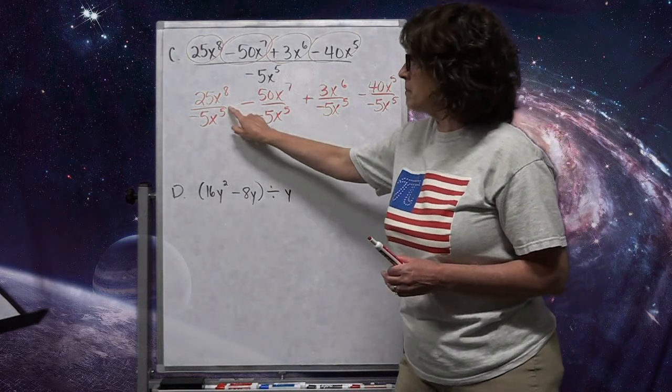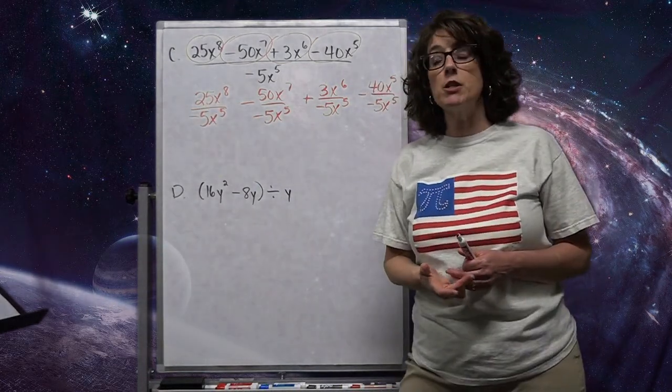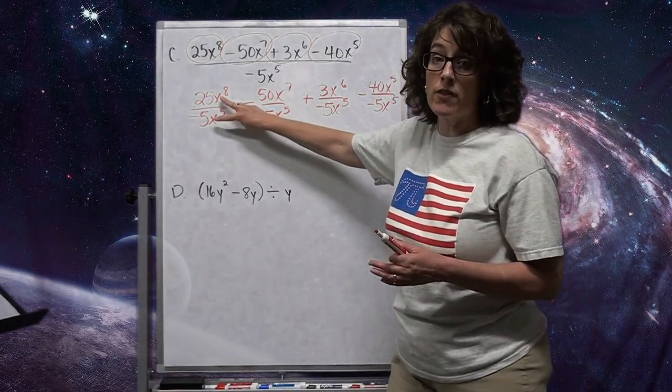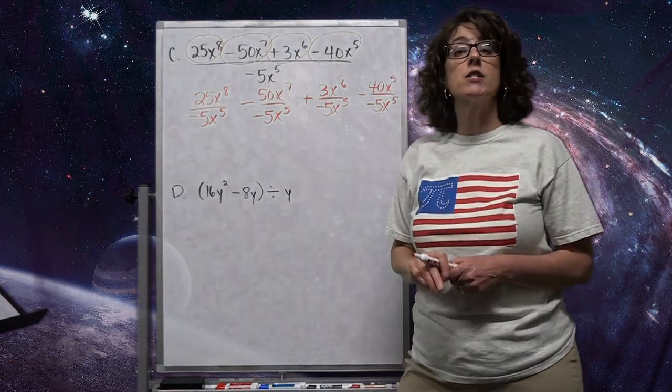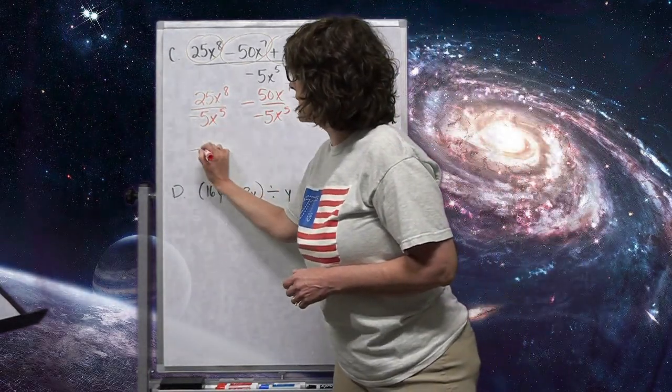Keeping in mind, division problem, that means divide the coefficients. The only time I'm going to subtract is when I divide bases. When the bases are the same, I subtract the exponents. But here, these are coefficients. I'm just going to do the division. So 25 divided by negative 5 is a negative 5.